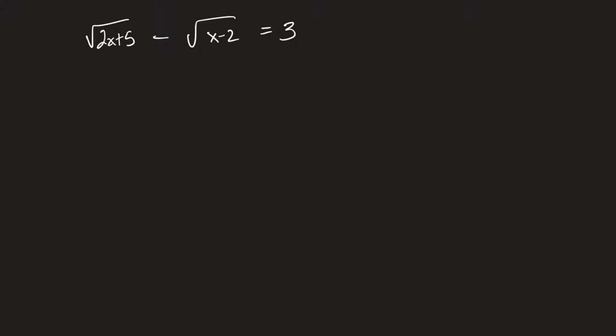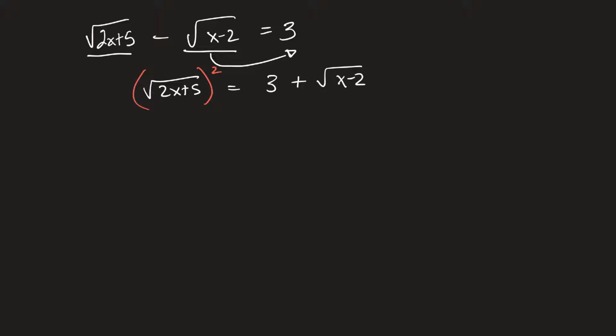I'll show you. So for this first one, I need to isolate either this radical or this radical. It's probably easier to add this one to both sides. So I'll rewrite this as the square root of 2x plus 5 is equal to 3 plus the square root of x minus 2. Okay, now I can square both sides. Square this side, square this side.